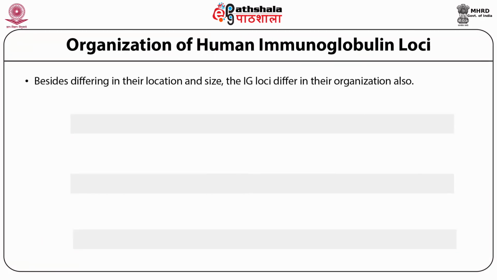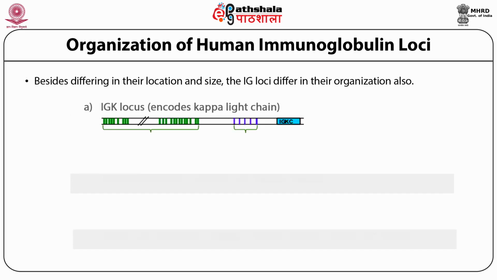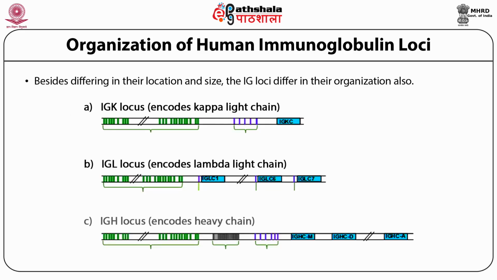Besides differing in their location and size, the immunoglobulin loci differ in their organization also. This figure displays the schematic representation of organization of human IgK, IgL, and IgH loci at the DNA level. At the IgK locus, the V, J, and C genes are organized in separate clusters. At the IgL locus, the V genes are organized in a separate cluster, but the J and C genes are located together in 7 combined clusters.